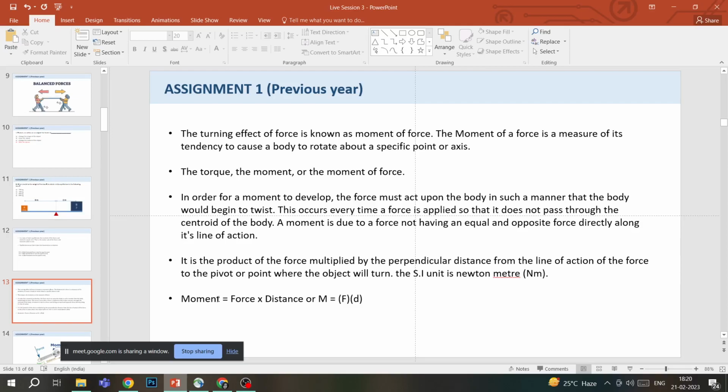In order for a moment to develop, the force must act upon the body in such a manner that the body would begin to twist. This occurs every time a force is applied so that it does not pass through the centroid of the body. A moment is due to a force not having an equal and opposite force directly along the line of action. It is the product of the force applied on the body multiplied by the perpendicular distance from the line of action to the pivot point. So this distance times the applied force gives you moment, and the SI unit of moment is Newton meter. Moment is force into distance, or F into d.